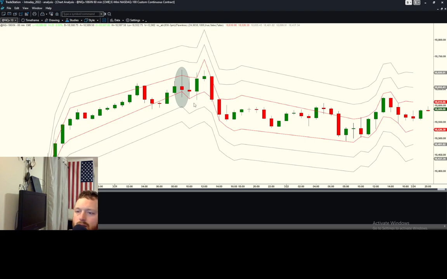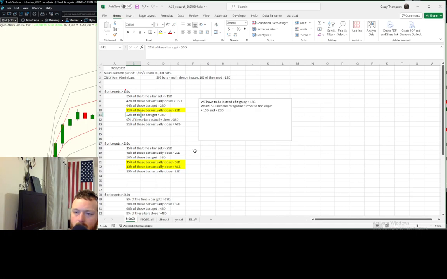So this went above average, but not above 1 standard deviation. So this is a pretty average bar. So it's not really comparable in this one. But anyways, 20% of these bars actually close less than ACB. So I don't know. I mean, 80% of these bars close under 2 standard deviations.